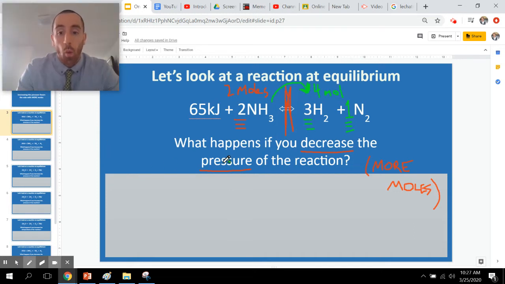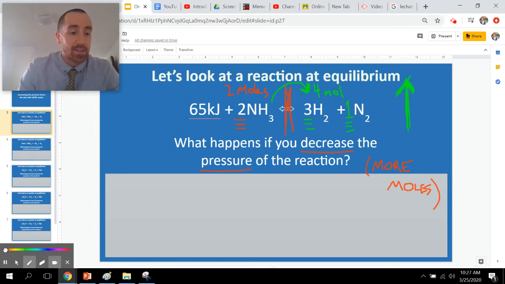Okay, so what happens if we decrease the pressure of the reaction? Use what you did from the last lesson on Le Chatelier's principle. The reaction will shift from the left to the right. And once you know that it's shifting from the left to the right, the concentrations of my products will go up because it's going to favor that side. It's going to make more product. And the concentrations of my reactants will go down.